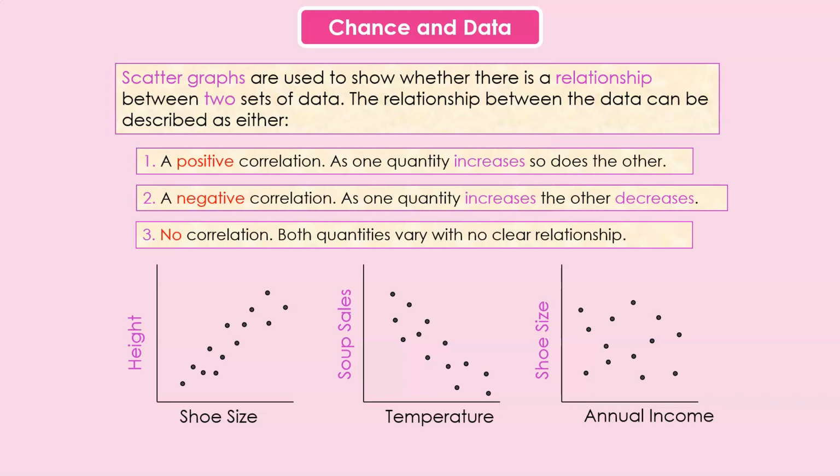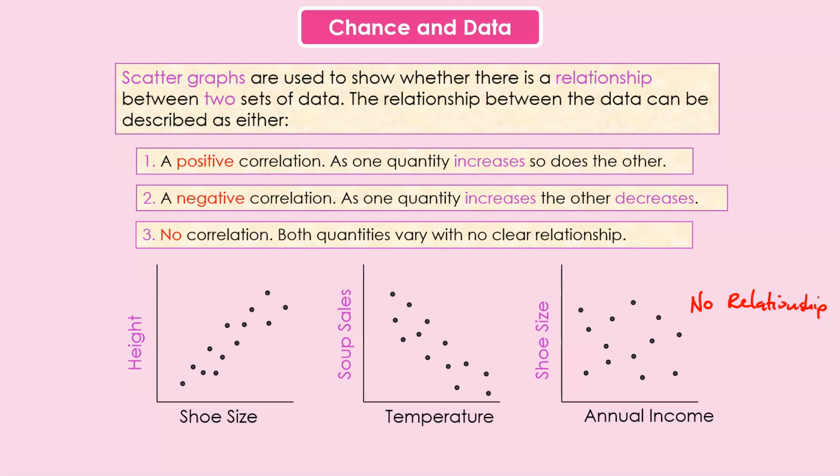Now, without actually looking at any other sort of measures, we can use our common sense and work out that this third one is the one where there is no relationship, which is what we would expect with your shoe size and your annual income. Your annual income doesn't affect what shoe size shoes you get, your genes do, and likewise the other way, it doesn't affect either.